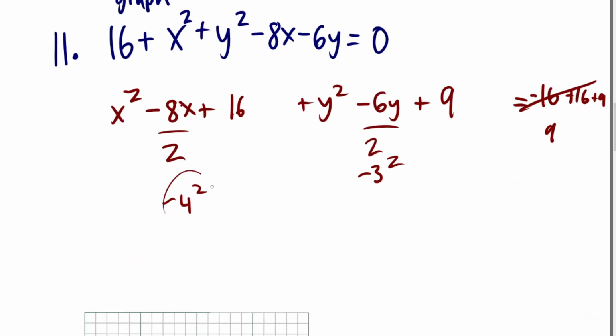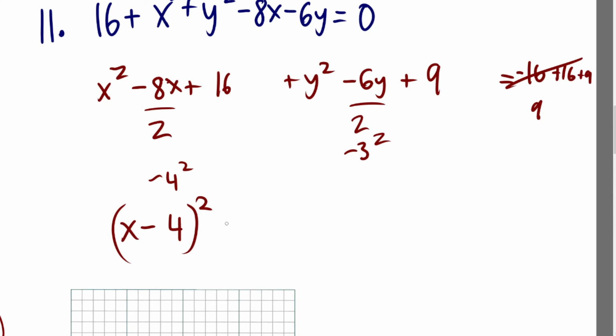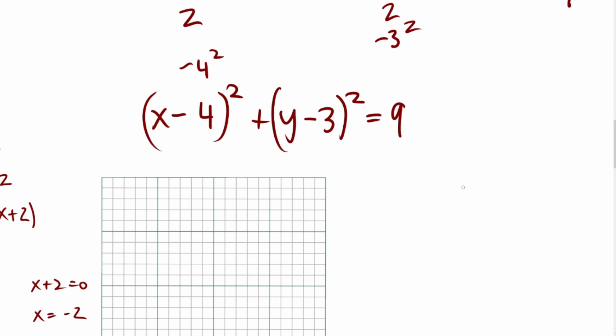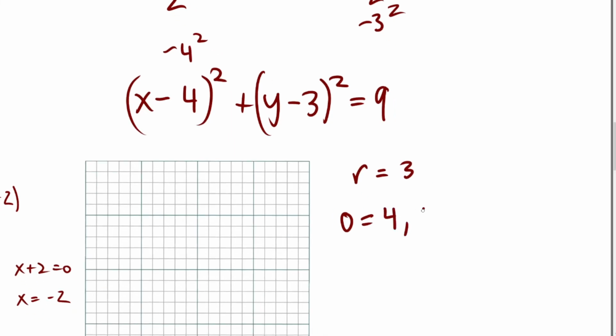Now what we can do is take our divided by 2 term, and that will be what we'll put in. So x minus 4, squared, plus y minus 3 squared equals 9. And our radius, we'll square root this. We'll get 3 for our radius. And our center is going to equal positive 4, positive 3. And we're going to flip the signs of these because they're inside the parentheses and being squared.